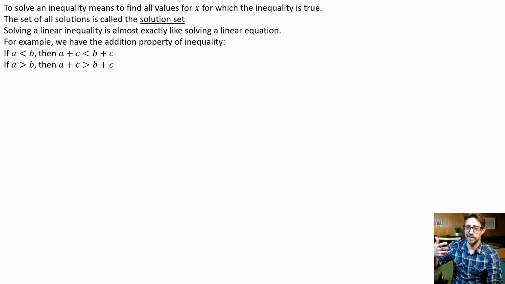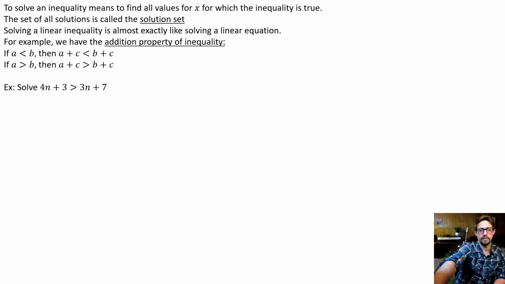The only difference between those two things is that your answer is going to have a bracket instead of a parenthesis. Okay, so this just said we can go ahead and add or subtract, obviously. C could be negative, so we can add or subtract any number we wish to both sides of an inequality and nothing happens. So there's no difference between this and if it were an equal sign. The only difference is how you're going to leave your answer.